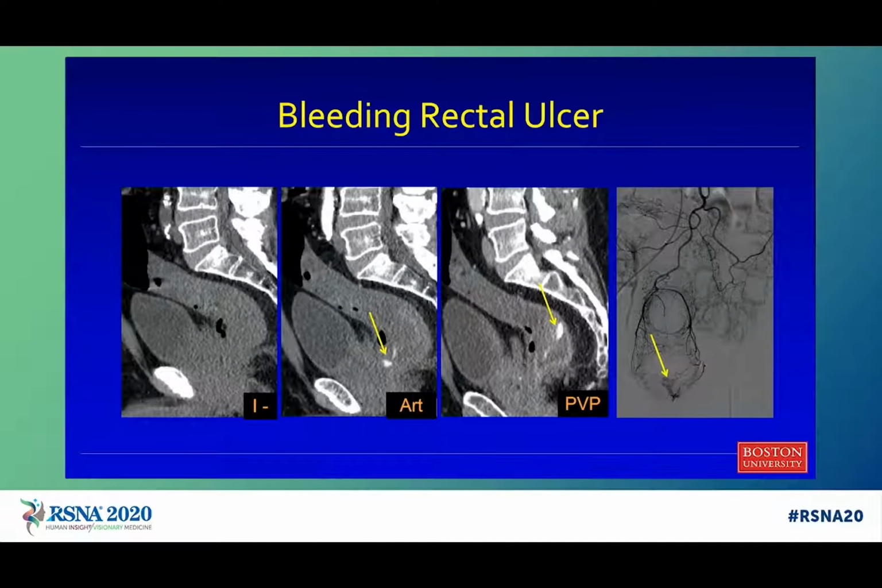Here on sagittal images, we see the same imaging features. Here's the patient's catheter angiography, also demonstrating active extravasation.